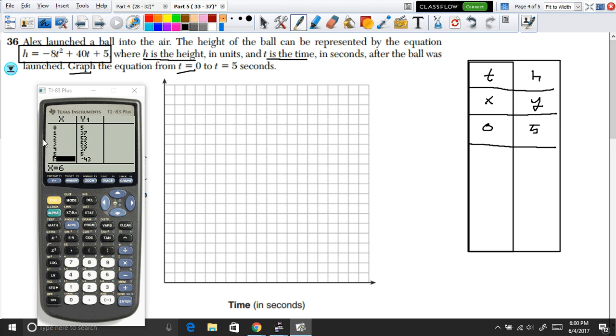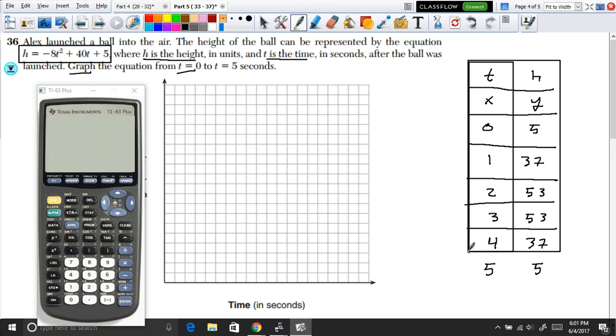We also have a point at 1, 37. We also have a point at 2, comma 53. We also have a point at 3, comma 53. And we want to go all the way to 5. So we also have a point here at 4, comma 37. And lastly, we have 5, comma 5. All right, so let me just extend this. And again, these table values we got from here.